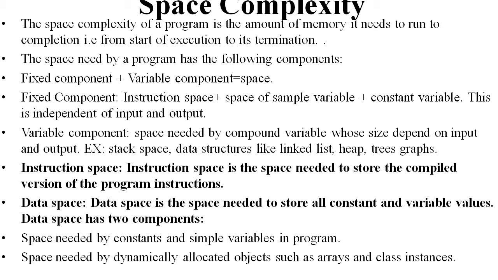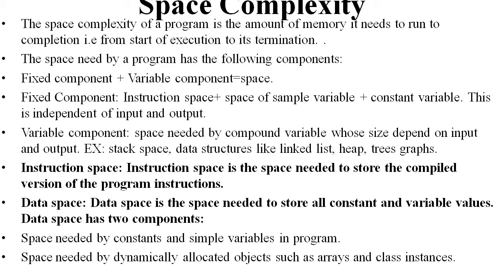For example, if your program is written in Java, after compilation it will generate the class file. The amount of space to store the class file, we call instruction space. In the fixed component, simple variable space and constant variable space are there. In the variable component, compound variable space is there. The total amount of space related to variables is considered as data space. Data space is the space needed to store all the constant and variable values.